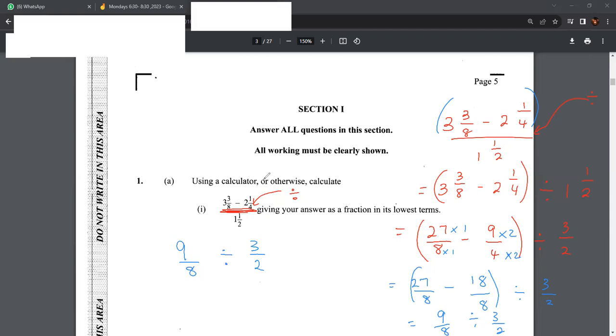Then, when we're dividing fractions, we have to head on down to KCF. You have to keep the first one as is, change your sign to multiply, and then flip the fraction after the division sign. So you're going to end up with 9 over 8 times 2 over 3. Remember, the flipping of fractions is also known as the reciprocal.